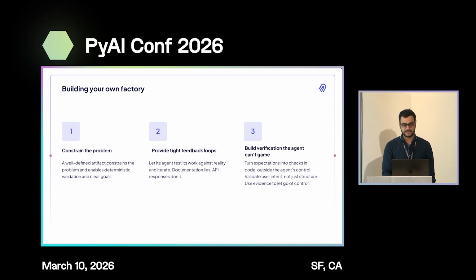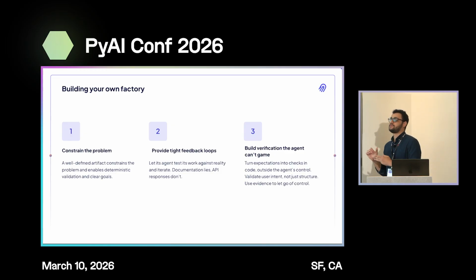And so if you were to build your own factory, these are a couple of things I would suggest based on this. One is to try to constrain your problem, right? Define your artifact and narrow that scope. Those constraints really lead the way to more deterministic checks and keep your goals clear on what you're doing. Two is giving the agent the right tight feedback loops. Let it run its work against the real world, see what breaks, and iterate. Documentation here is really unreliable, so make sure you're seeing the actual responses.